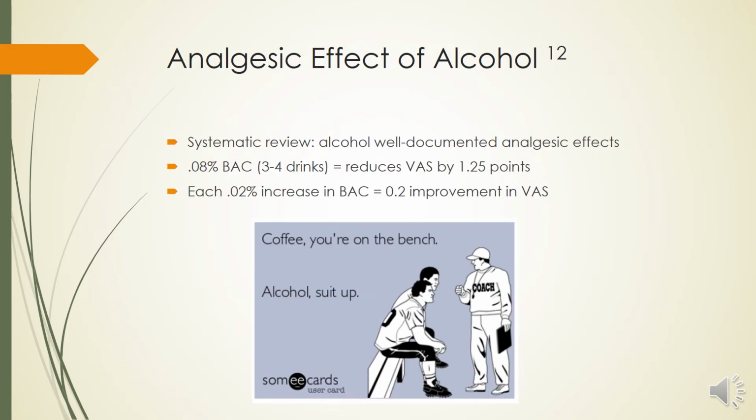There is an analgesic effect of alcohol, so alcohol absolutely can help with pain. A systematic review documented that it was well documented to have analgesic effects. A 0.08% blood alcohol level, which depending on weight, gender, etc., is maybe 3 to 4 drinks, reduces the visual analog scale pain rating by 1.25 points. So if you get kind of buzzed or you're on your way to getting drunk and you're having pain, your pain level, how you're going to report your pain, is going to go down. That's documented. Each 0.02% increase in BAC gives you a 0.2 improvement in your visual analog scale.